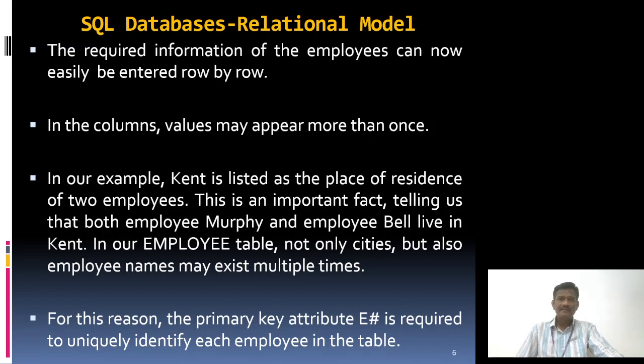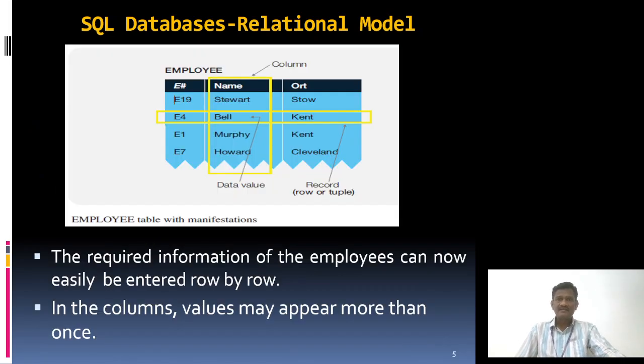The values in name or city can appear multiple times. For example, two employees may have the same city name. Hence, to uniquely identify each row, we need an attribute with unique values. This is called as a key. In our table, employee number is the primary key.